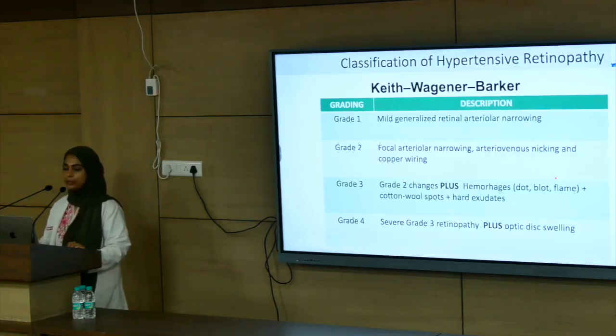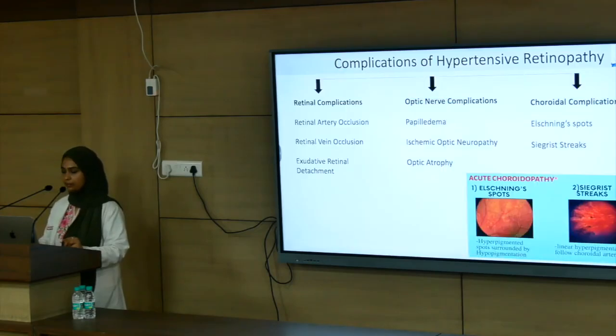Now Keith, Wagner and Barker classified hypertensive retinopathy into 4 grades. The first says that there is mild generalized retinal arteriolar narrowing. Grade 2, which was there in this case that I presented, has focal arteriolar narrowing along with arteriovenous nicking and copper wiring. Grade 3 mentions all the grade 2 changes along with hemorrhages, which could be dot blot or flame shaped, and cotton wool spots and hard exudates. And lastly, grade 4, where we can see all the grade 3 changes along with optic disc swelling.